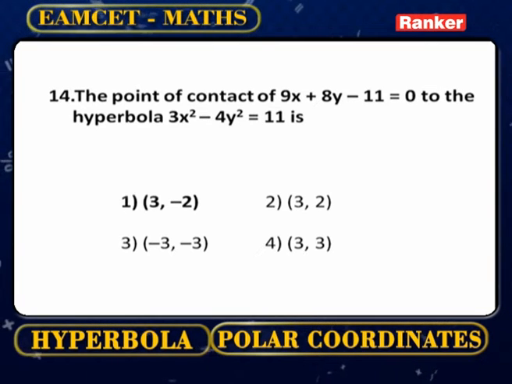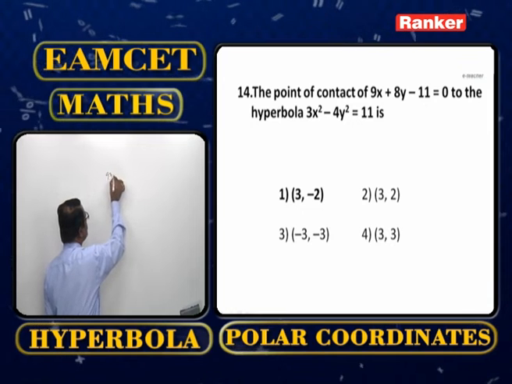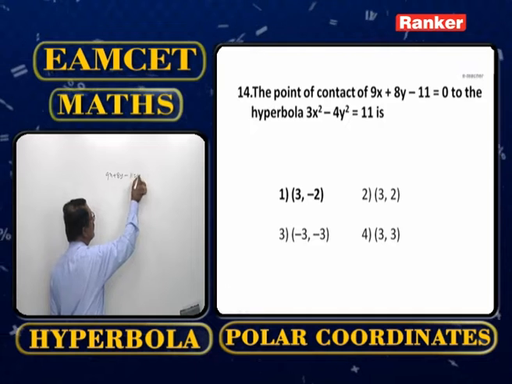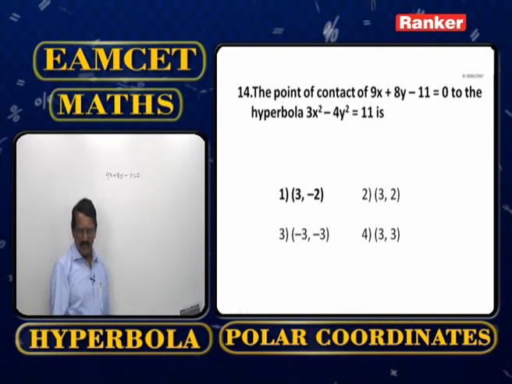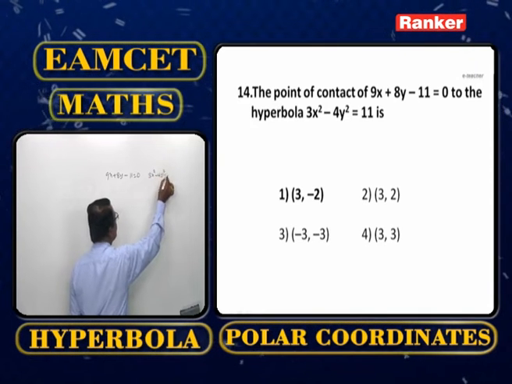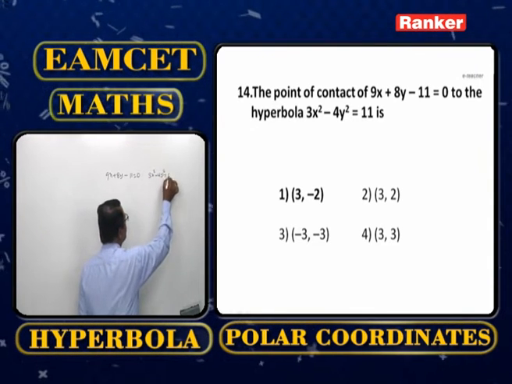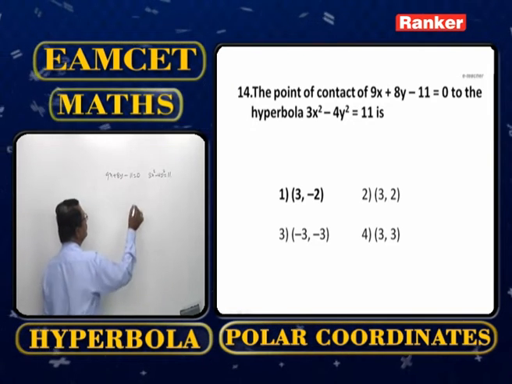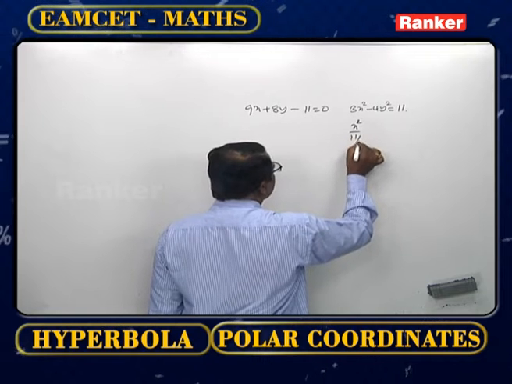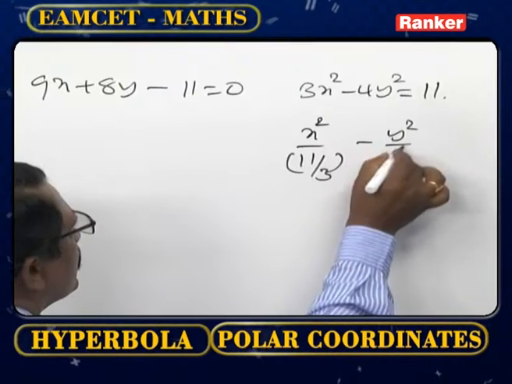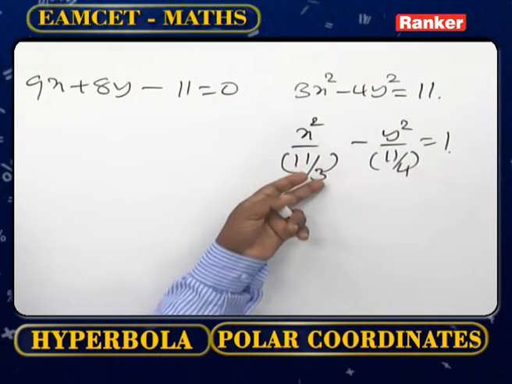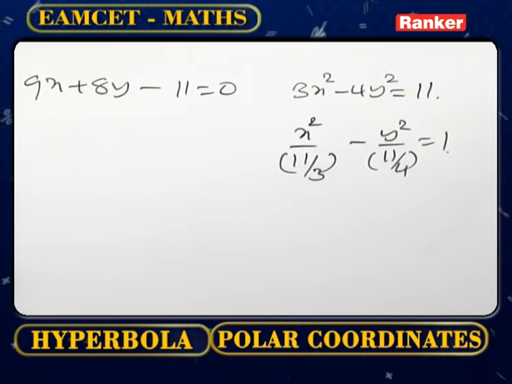The point of contact of the line 9x + 8y − 11 = 0 to the hyperbola 3x² − 4y² = 11. Now the equation of the hyperbola in the standard form is x²/(11/3) − y²/(11/4) = 1.